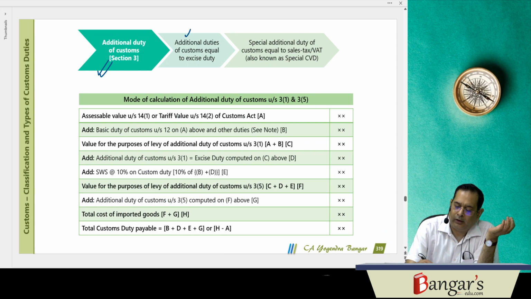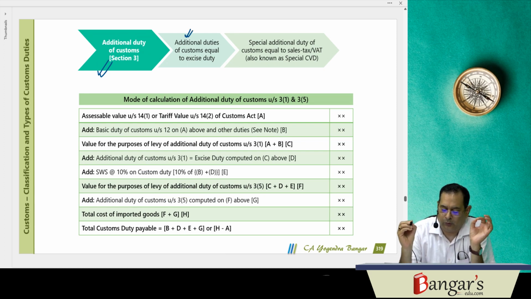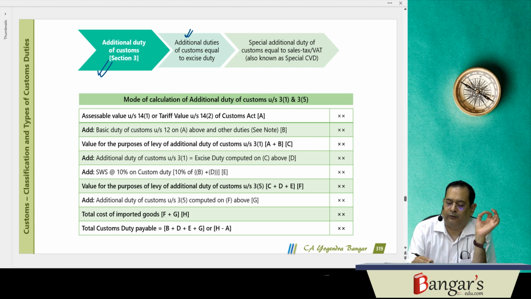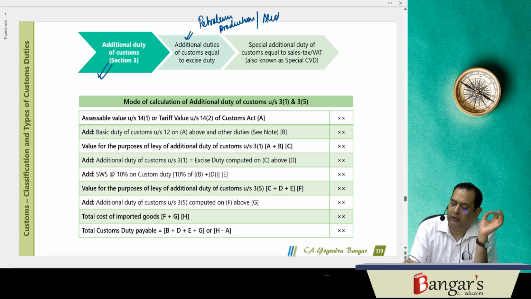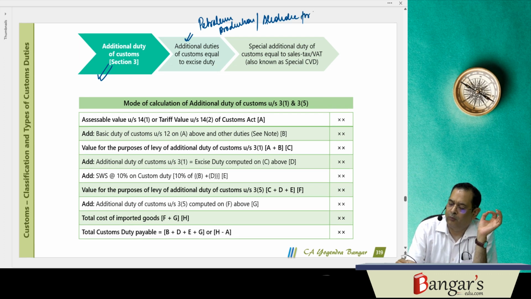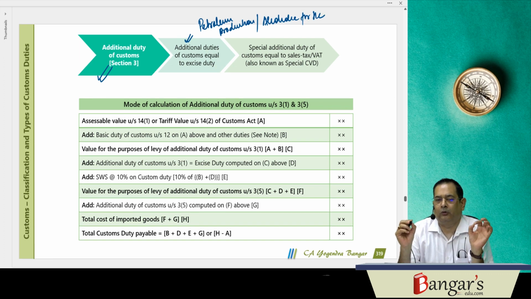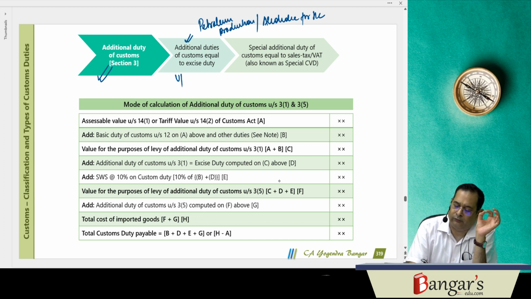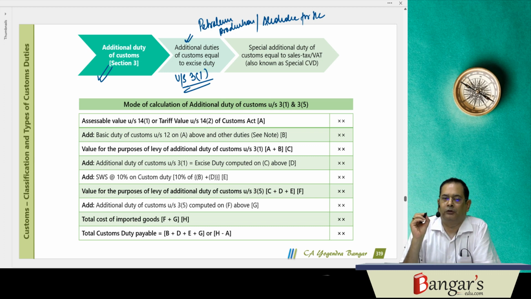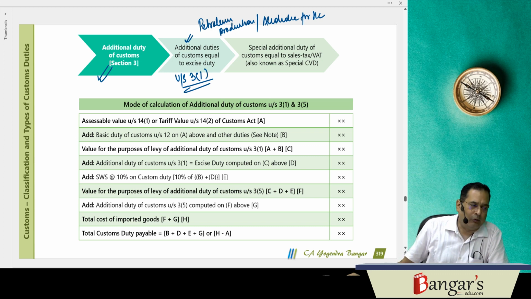First of all, additional duty of customs equal to excise duty is levied, say on petroleum products, or say alcoholic liquor for human consumption. These are only now subject to excise duty. So when the goods are imported into India, they will be subjected to additional duty of customs under section 3(1), which is equal to what? The excise duty for the time being leviable on like article produced or manufactured in India.